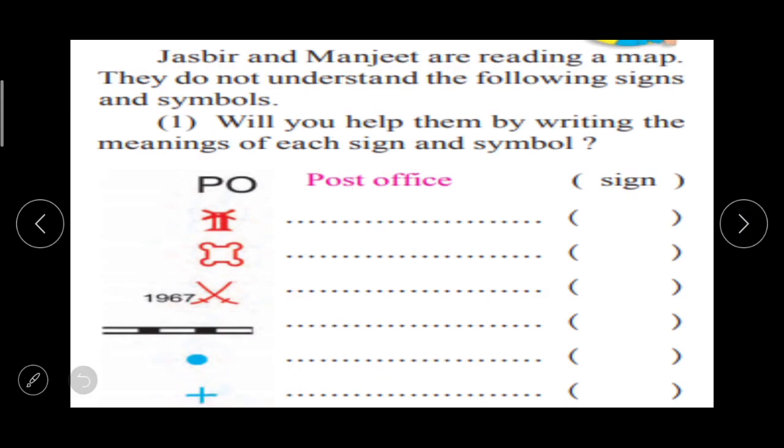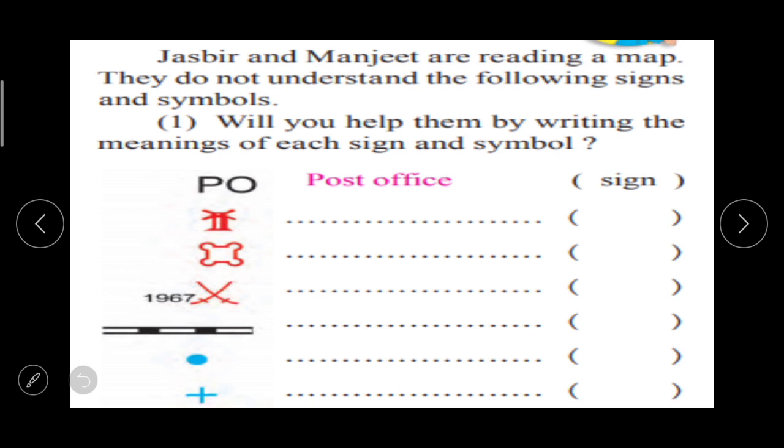Jasbir and Manjit are reading a map and they do not understand the following signs and symbols. Now what you have to do, by using the signs and symbols which are given in our textbook on page number 42, उसका use करना है और यहाँ पर answers लिखने हैं. Jasbir and Manjit are reading a map. They do not understand the following signs and symbols. So will you help them by writing the meaning of each sign and symbol? ये भी लिखना है आपको आगे कि वो sign है कि symbol है.